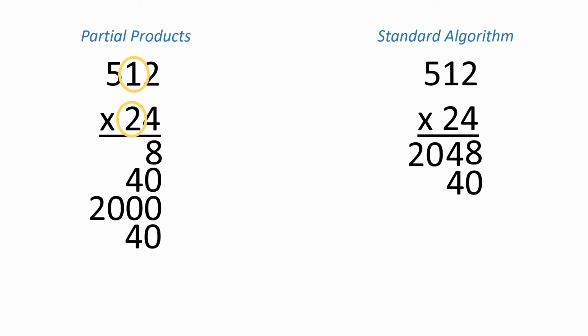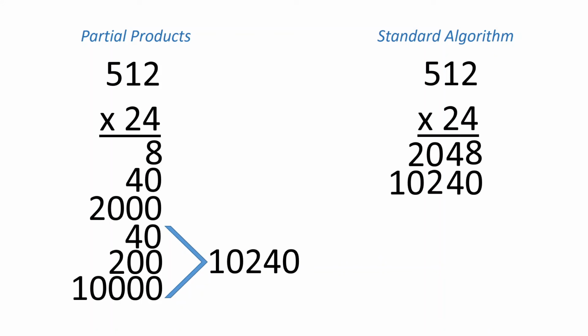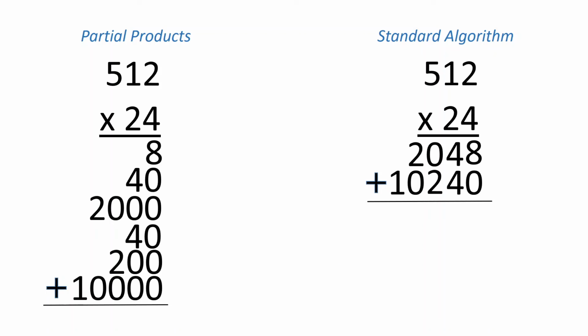20 times 10 equals 200, which we see here. And 20 times 500 is 10,000, which we see here as well. When we add the second set of partial products together, we get 10,240, which matches the second partial product in the standard method. In both cases, the last step is to add the partial products together for an answer of 12,288.